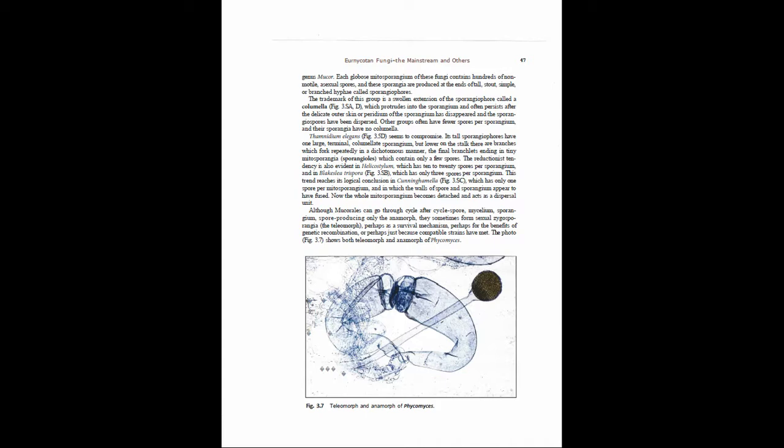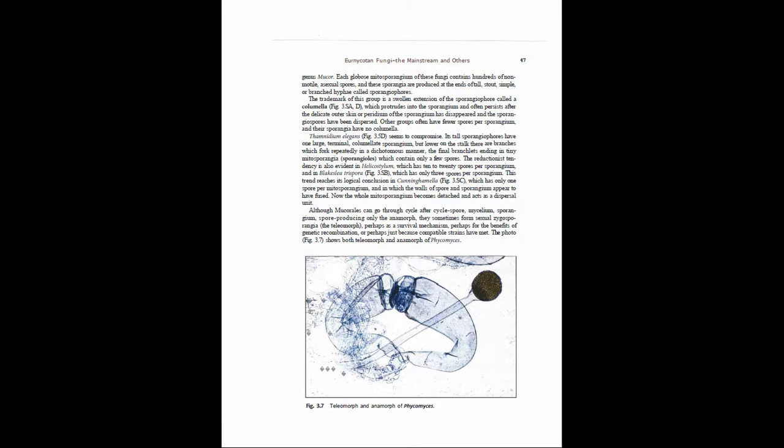The reductionist tendency is also evident in Helicostylum, which has 10 to 20 spores per sporangium, and in Blakeslea trispora, Fig 3.5b, which has only 3 spores per sporangium. This trend reaches its logical conclusion in Cunninghamella, Fig 3.5c, which has only 1 spore per mitosporangium, and in which the walls of spore and sporangium appear to have fused.